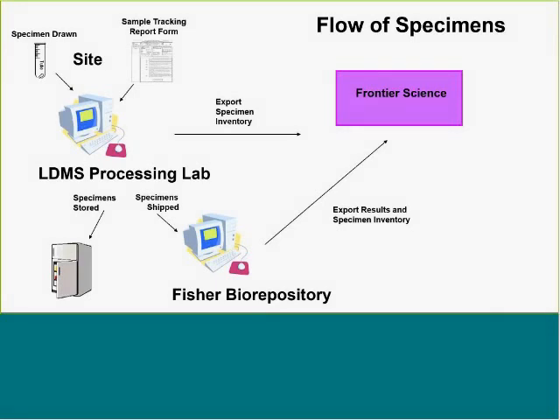So this is just a flow of specimens that begins with specimen collection at the clinic, at the site. It goes through the CRF's sample tracking information. And again, all that information is captured in the lab processing chart as well. So it starts with specimen collection, and all these specimens end up at the Fisher biorepository for storage.